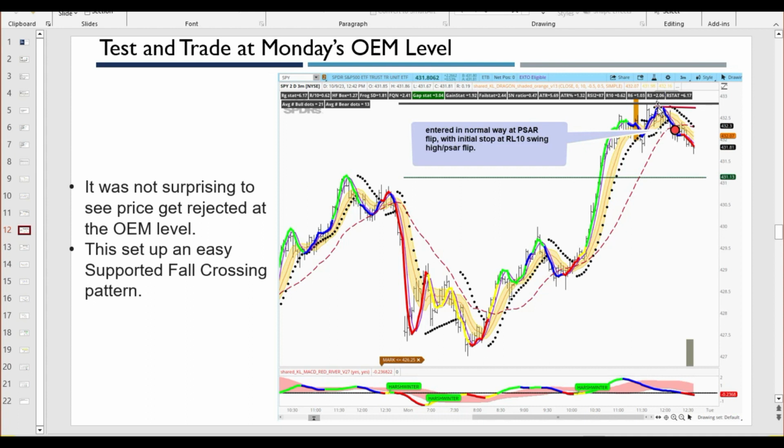When it failed here, with a stop at that RL10 swing high where the PSAR flipped to the downside. So just the normal entry, and it wasn't surprising to see price get rejected there, that someone defended that level, that it was a viable resistance level, and so it really was just an easy supported fall crossing kind of pattern.